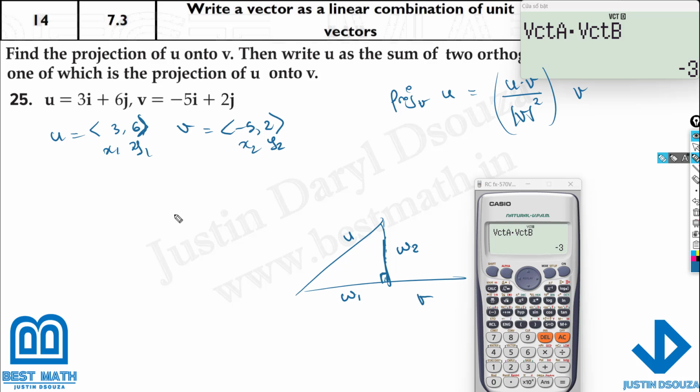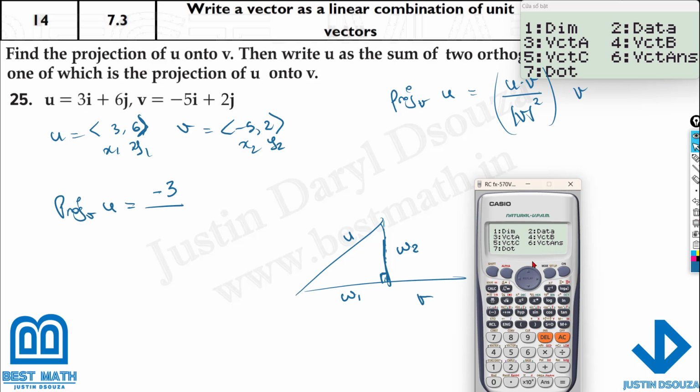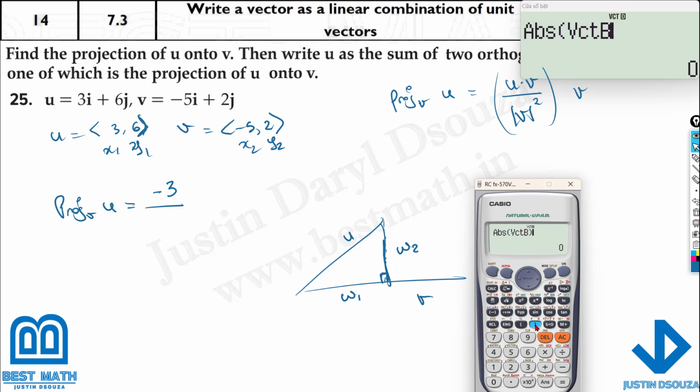So let us write over here. I'm just going to write the projection. V is the subscript and u, projection u onto v. So the dot product is -3 divided by, what is the magnitude of v? So let's clear it off. Shift HYP gives you the absolute value, then shift phi. The second vector was vector b. Close the bracket. Now this is the answer, but we need the square of it. So what we do is we just square this up. Okay, absolute value vector b, the whole square, it's 29. So let me write over here 29.